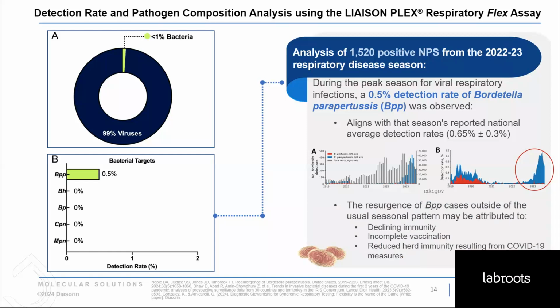This case is outside of the usual seasonal pattern that is expected from Bordetella, maybe because children's immunity is decreasing in those regions. Some of them are not fully vaccinated, and the overall herd immunity is also low, just because of the COVID-19 measurements that are still impacting us to this day.